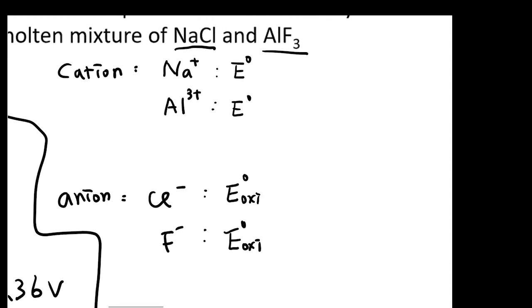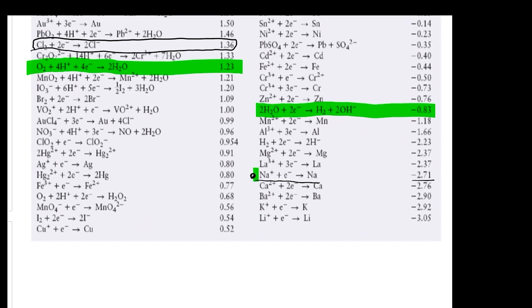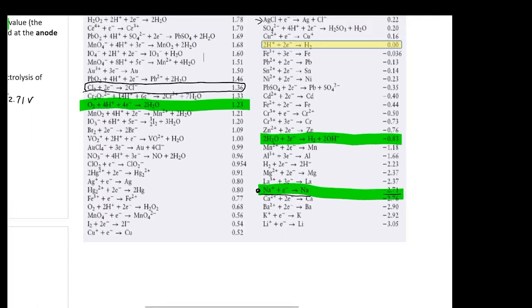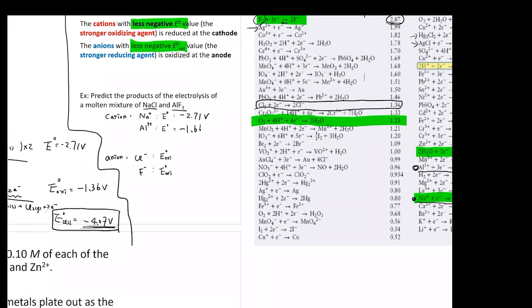So let's look at the sodium plus and aluminum 3 plus. For reduction potentials, look at the reactant side. You are looking for the sodium plus, which is this one. It's negative 2.71. For your Al3 plus, it will be this one, negative 1.66 volt. So for your aluminum 3 plus, you only need to apply 1.66 volt, but for your sodium, you need to apply 2.71 volt. Based on that consideration, you know this is the one that's going to get reduced first.